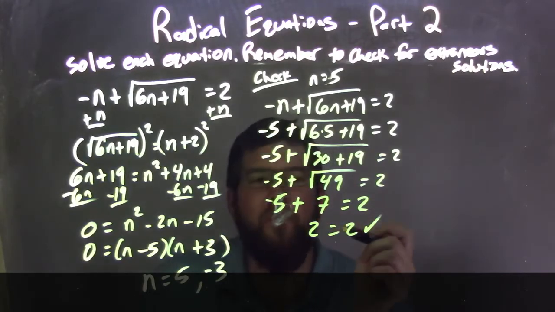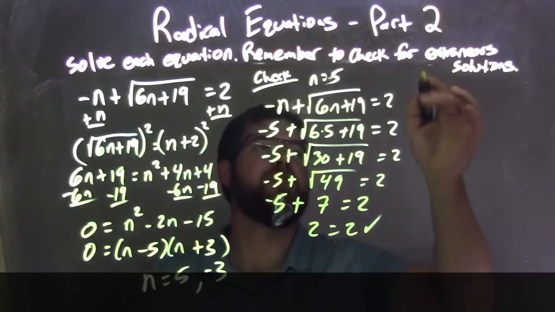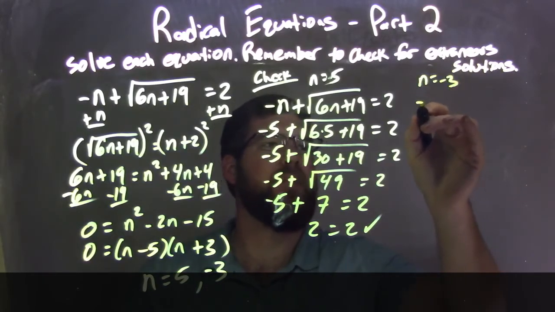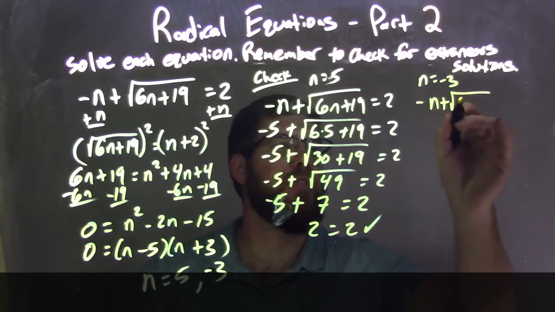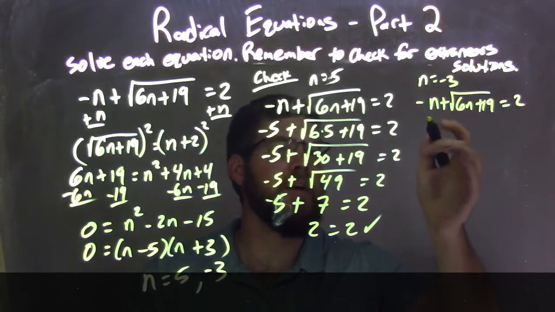Left and right are equal. Fantastic. 5 is a true solution. Looking good. We have two solutions. We got to check the other one. Go n equals negative 3 here. Rewrite my equation. Negative n plus square root of 6n plus 19 equals 2. Let's plug negative 3 in.